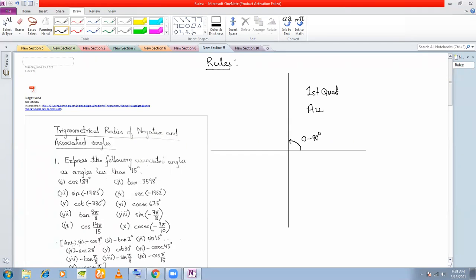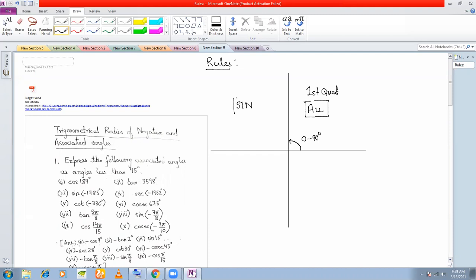So we simply write this as "All". That is, sine theta is positive if you take any value of theta between 0 and 90 degrees. Cos theta is positive for any value of theta between 0 and 90 degrees. Similarly, tan is positive, cot is positive, cosec is positive, sec is positive. So all are positive. In this quadrant, sine is positive and also definitely cosec.